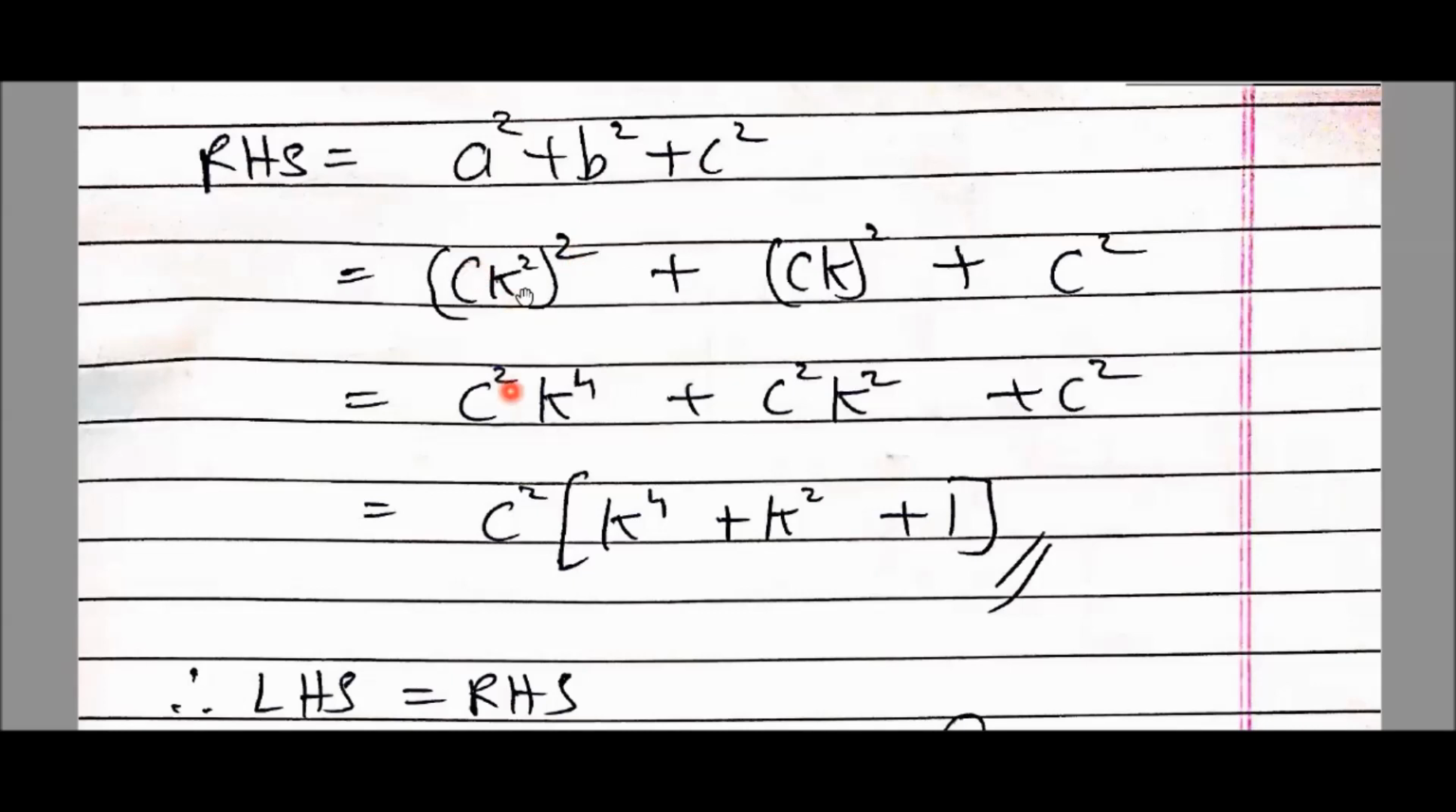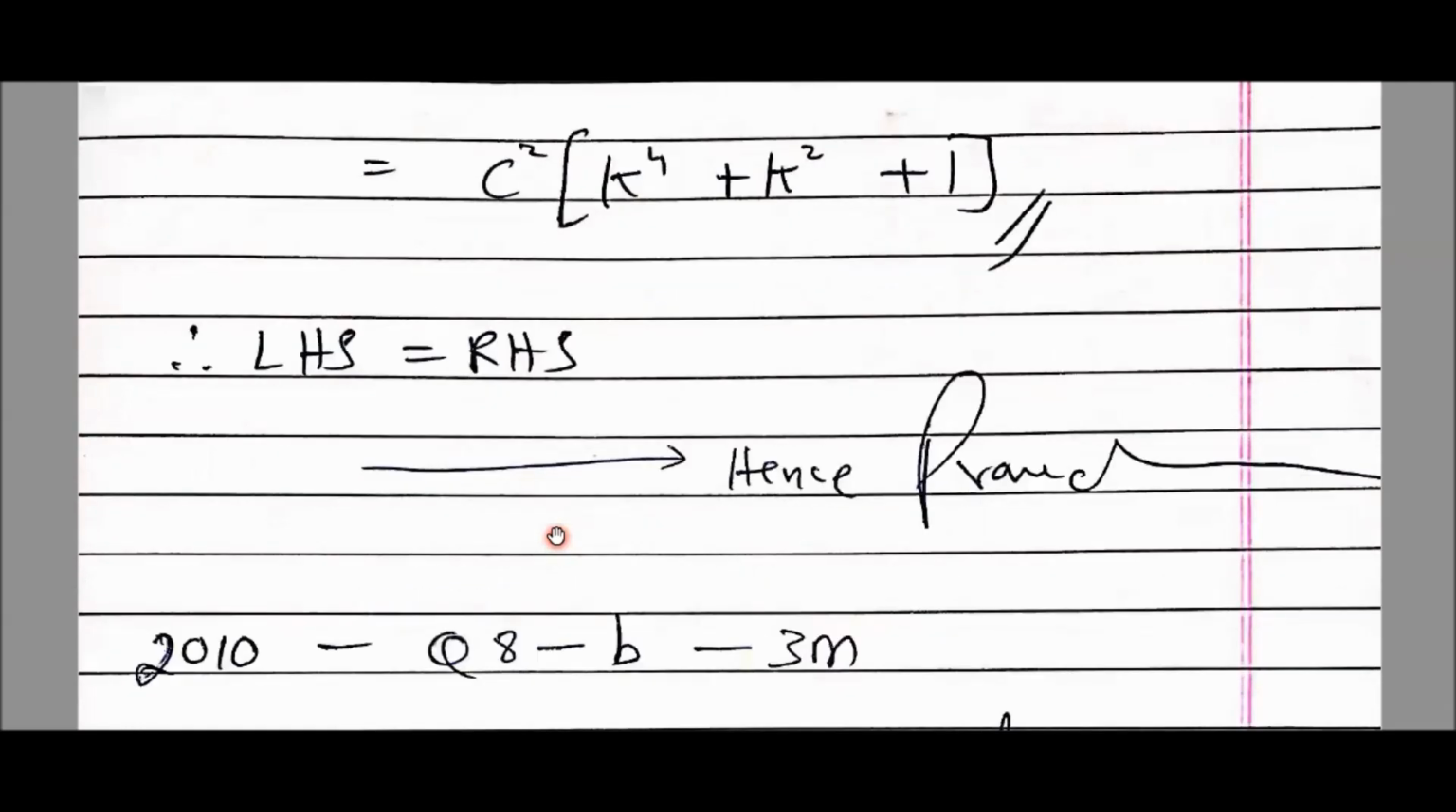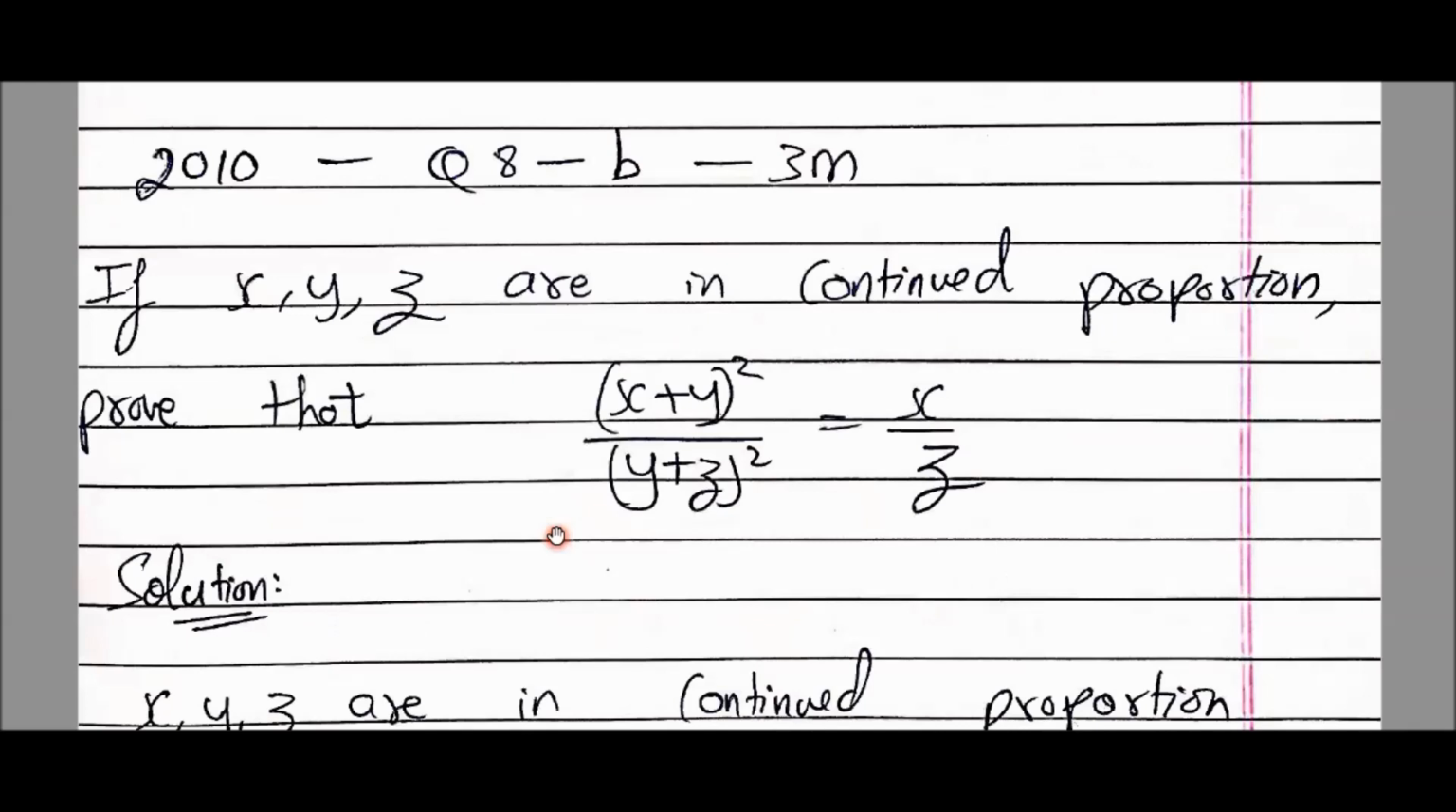So c ka square and k square ka square, so k raised to 4, c square k square plus c square. Now if I remove c square common from the entire line, c square is common, so k raised to 4 plus k square plus 1. And students, our left hand side was also this, so left hand side is equal to right hand side, and we achieved, hence proved.